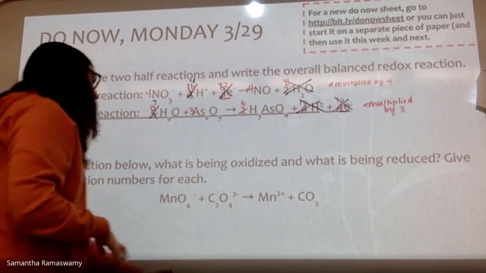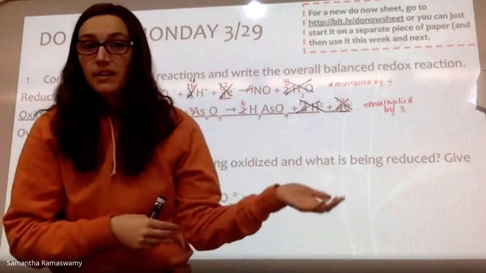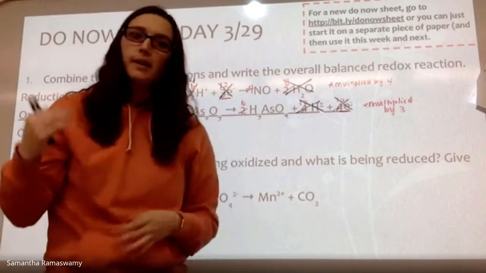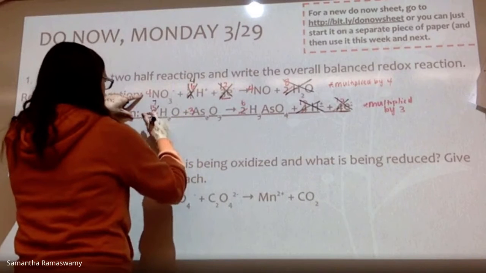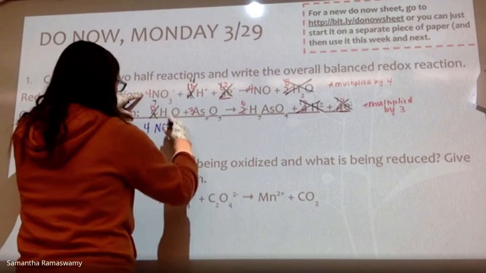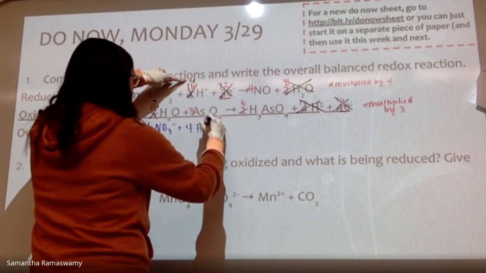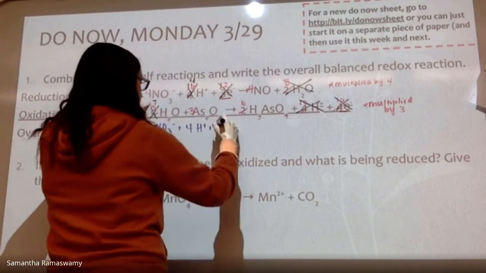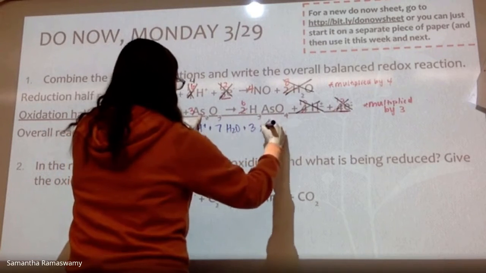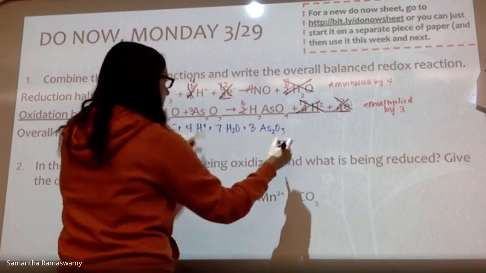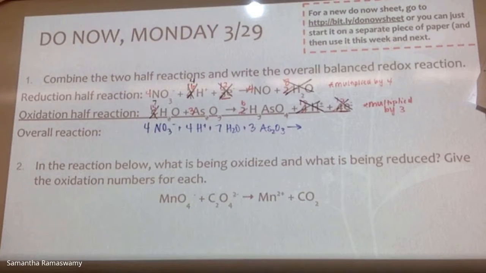So if we take a look at this now and I rewrite it, and sometimes when I rewrite a reaction, I realize that I missed something. I missed canceling something. And then I just go back and cancel it and then rewrite it. So everything on the left of the arrow, 4NO3 minus plus 4H plus 7H2O plus 3As2O3 yields. So there are my reactants.